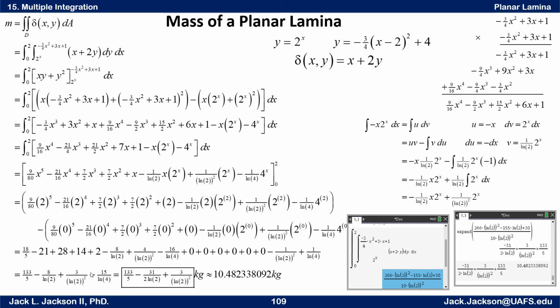That's a reasonable way to leave it, but log of 4 is 2 times log of 2. So for the second and last term, I can combine. If I multiply top and bottom here by 2, I get a common denominator 2 log of 2. The top of this is negative 16 now, plus negative 15 makes negative 31 for that numerator. And so there's one way we could write that out, and we could approximate that with the calculator and get about 10.48.